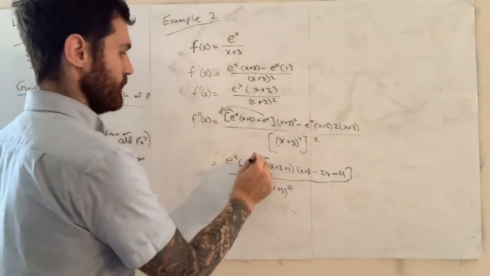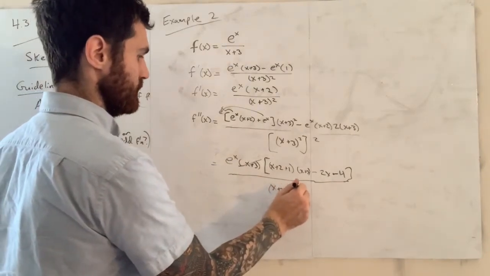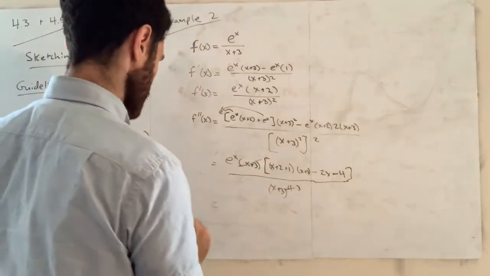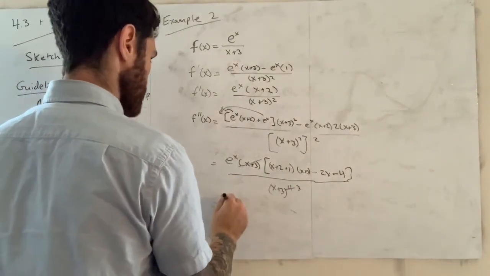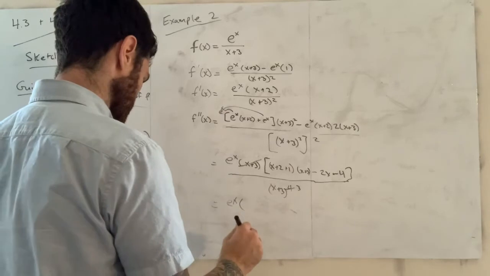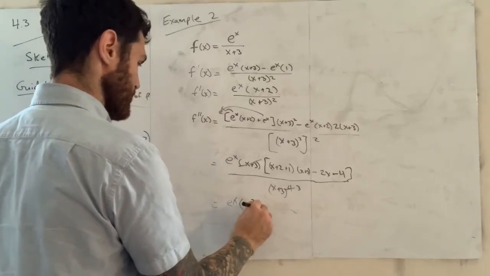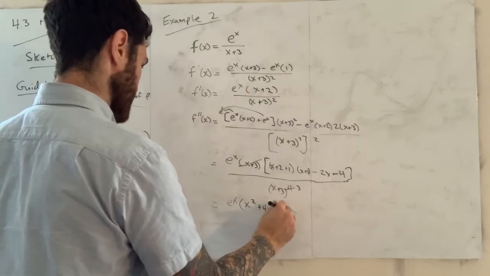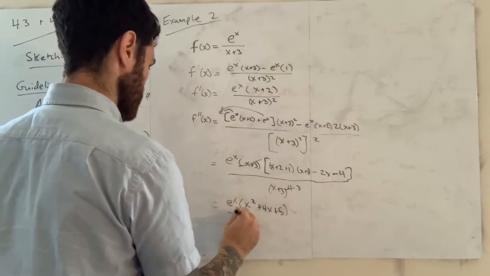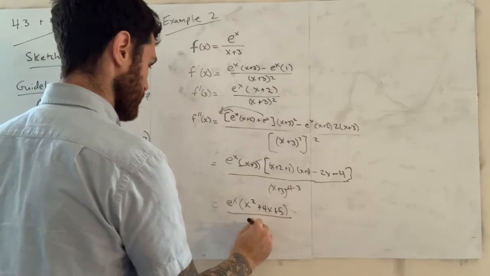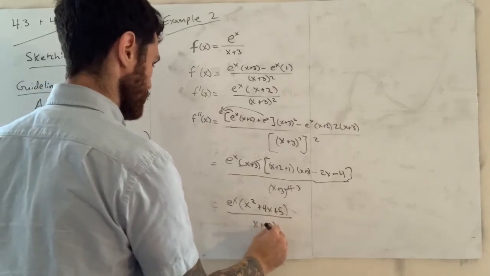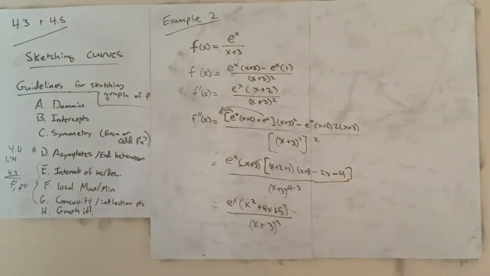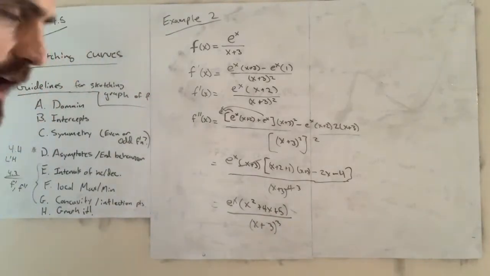Okay, now I can cancel out one of these x plus 3's, and I just need to simplify this. What I'm going to get in the end is e to the x times x squared plus 4x plus 5, all of that over x plus 3 raised to the 3. All right, hopefully you can see that.